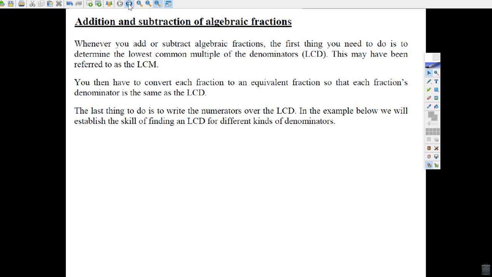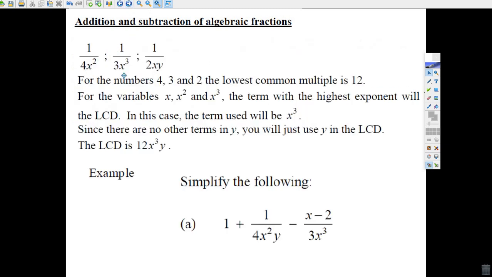So we need to look at it. First, let's take a look. Say you had these three fractions and you're looking for the lowest common denominator. That is the smallest number that'll be a multiple of 4, 3, and 2, and will include all of the variables in the bottom. So what is the lowest common denominator?